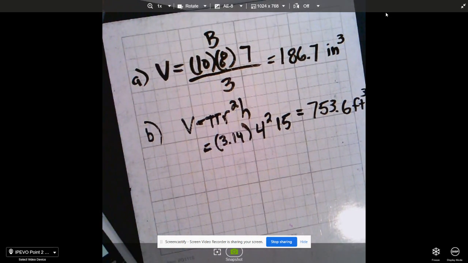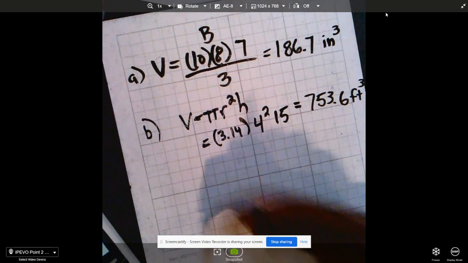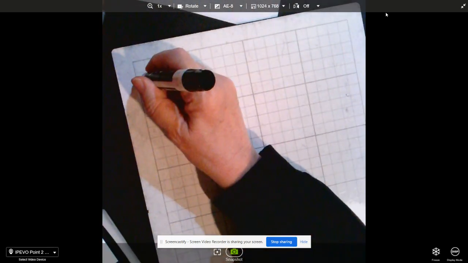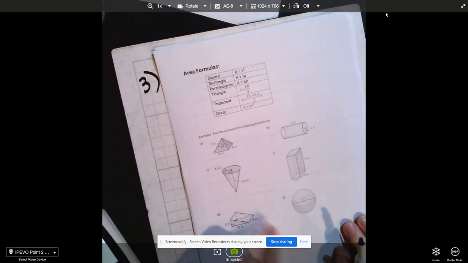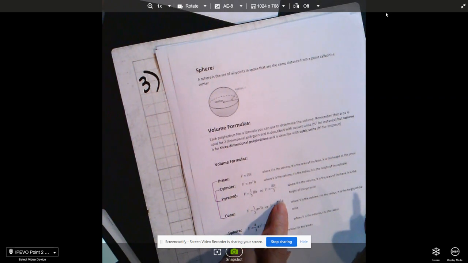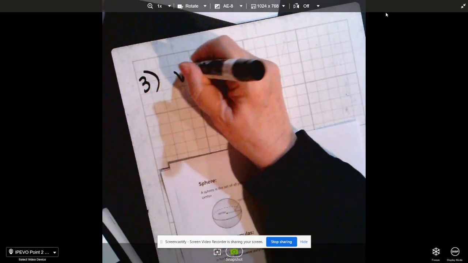Okay. Let's do C. You take a look at C. Well, that's kind of obvious. It comes to a point. It looks like an ice cream cone, so we know it's a cone. So if we look at our formulas for a cone, it's pi r squared h divided by 3.